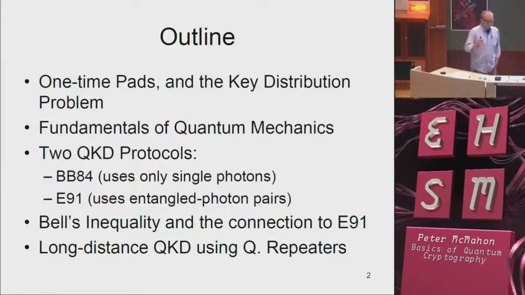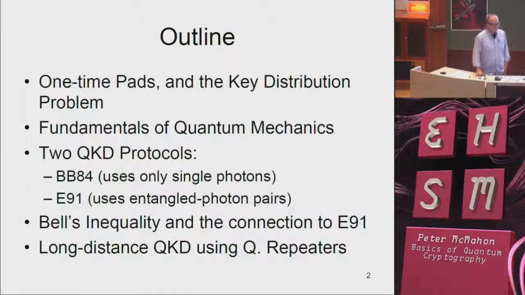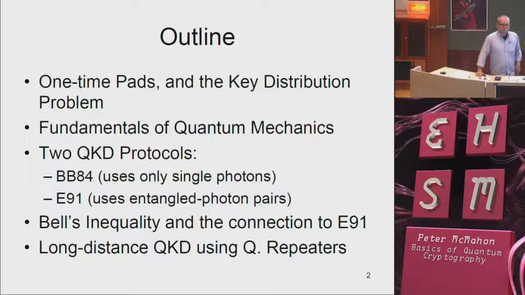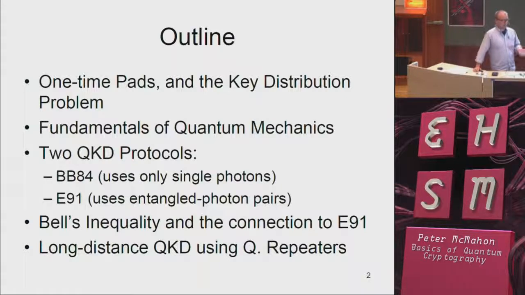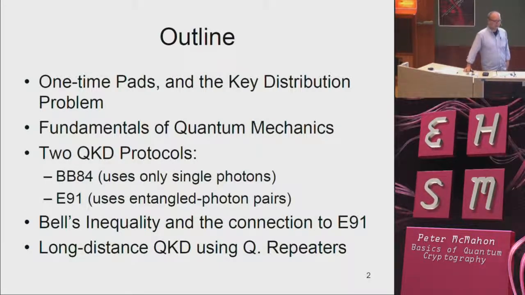So I'm going to start off with an overview of how we imagine that quantum cryptography might be able to be used in the context of one-time pad cryptography. And I'll explain a little bit about what that is and how, if you want to use one-time pads, you have a so-called key distribution problem. And this is actually the problem that quantum cryptography solves.